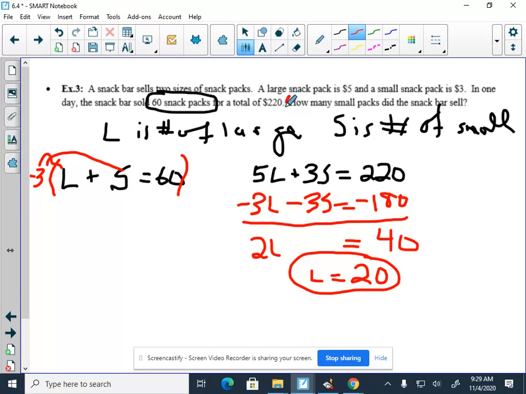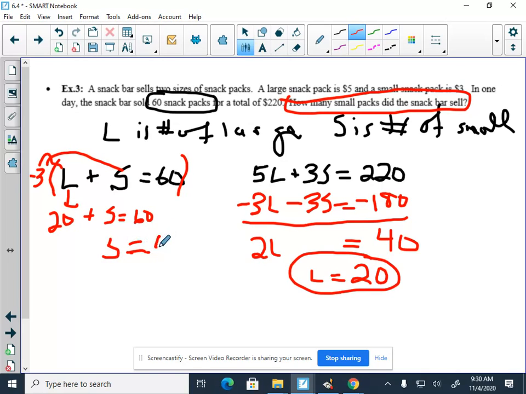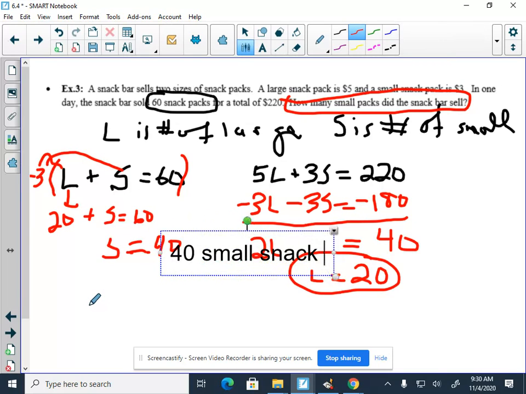But we want to answer the question. So you always have to look back. Are we really answering the question? No, they want to know how many small. We know how many large, but now what we do is we go back to this equation. 20 is the number of large, I'll put it in there, plus the small equals 60. If I subtract 20, the number of small snack packs then is 40. So to answer their question, 40 small snack packs were sold.